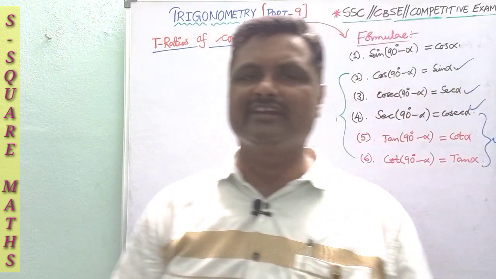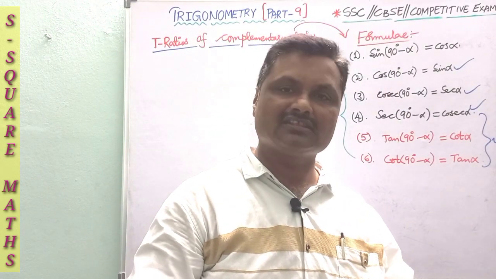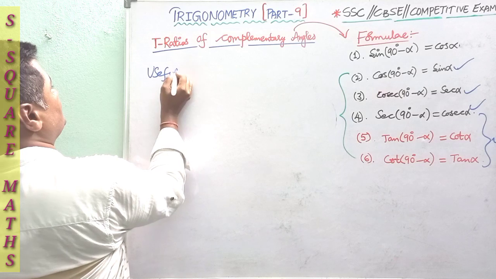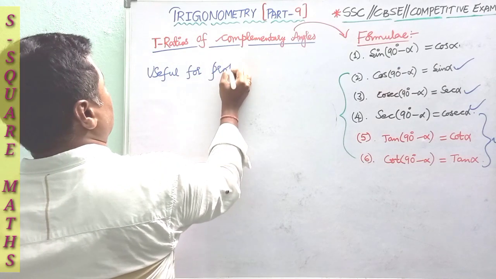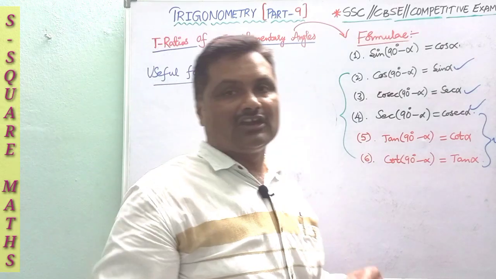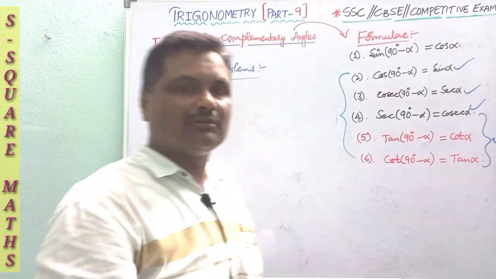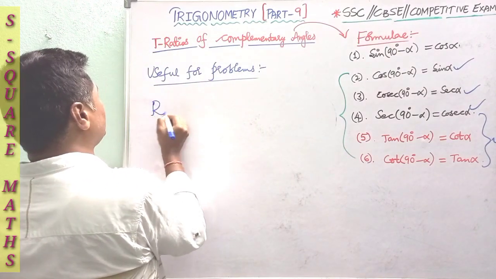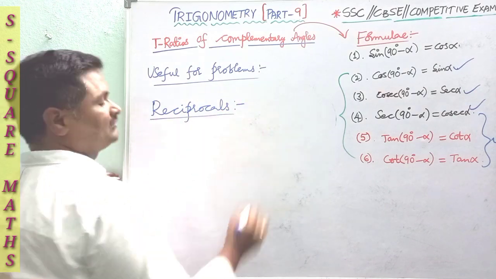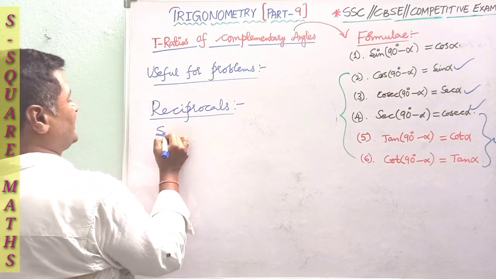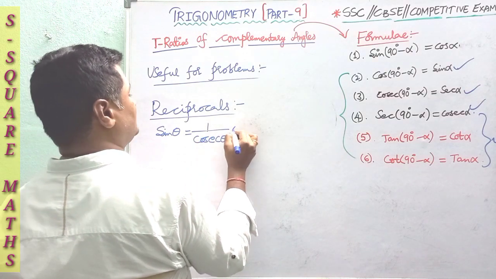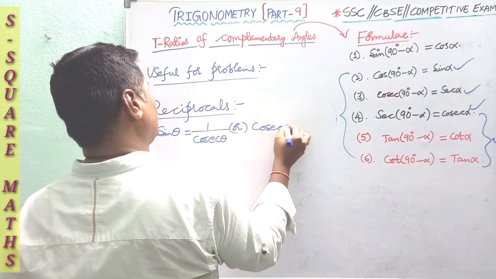So in order to proceed with our problems here, there are some more useful content, please listen. So useful for problems. In order to proceed with the problems of this, you should be able to know this one. First one is nothing but the reciprocals of T ratios. So sin theta is equal to 1 by cosec theta, or cosec theta is equal to 1 by sin theta.